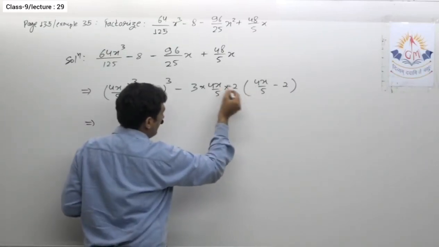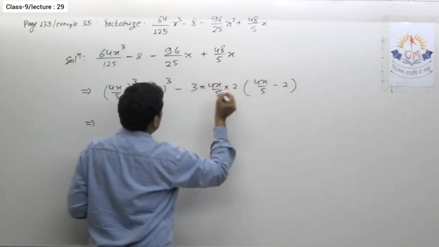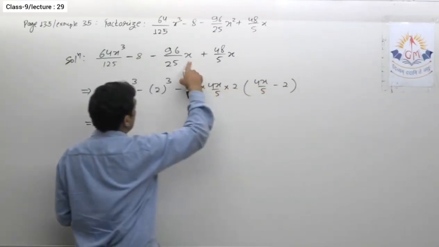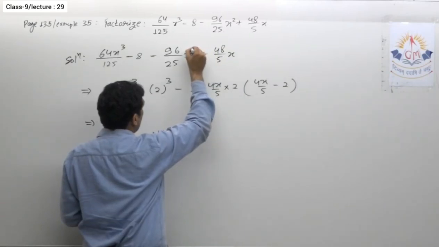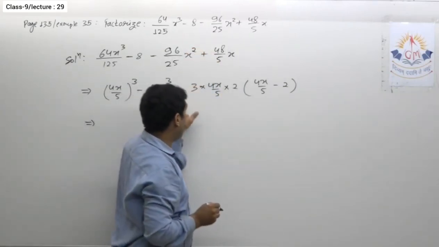4 4s are 16, 3 2s are 6, 16 into 6, definitely 96, and here it is x square. Actually it is x square, I wrote it x. Okay, this is x square, so this should be x square. So that means the first term gets fit, as well as the minus sign.